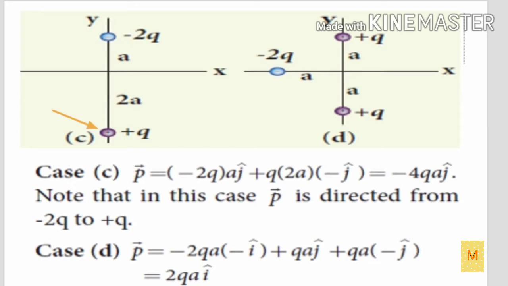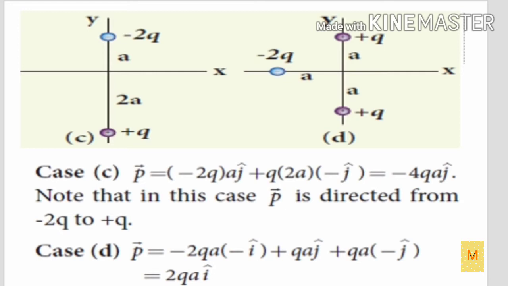Similarly, the positive charge plus q is placed at a distance 2a from the origin along the negative y direction. In this case, we have to use the unit vector j cap because the charges are placed along the y-axis. What will be the dipole moment?